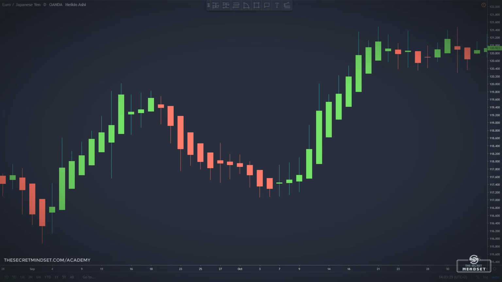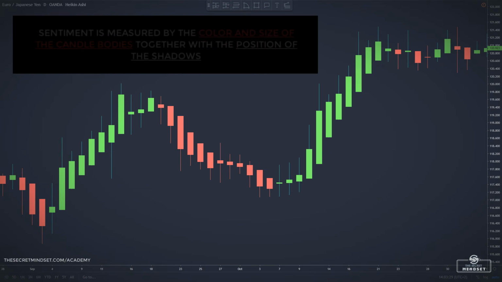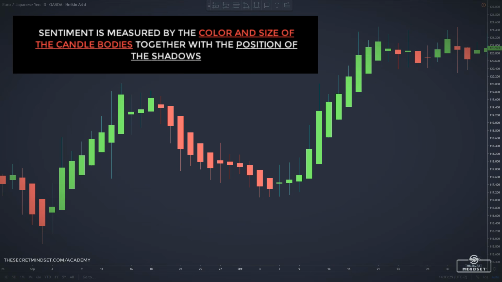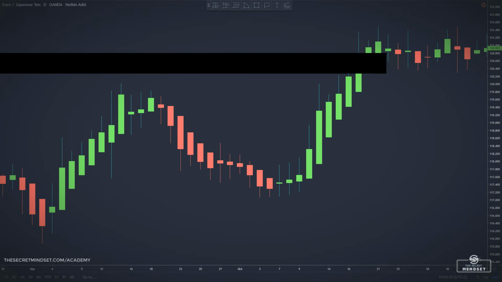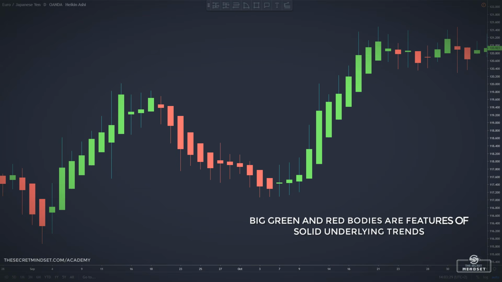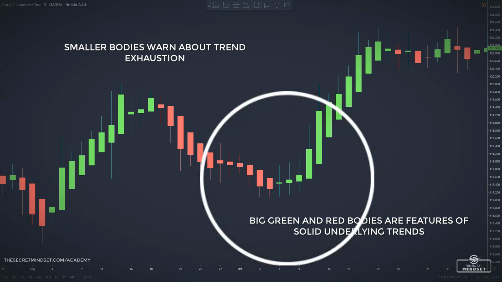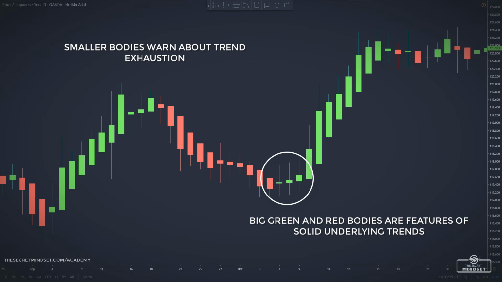With Heiken Ashi candles, the sentiment is measured by the color and the size of the candle bodies, together with the position of the shadows. Big green and red bodies are features of solid underlying trends. Smaller bodies warn about trend exhaustion. A doji-like candle that follows a sequence of green or red modified candles raises caution about either a reversal or the beginning of a consolidation period.